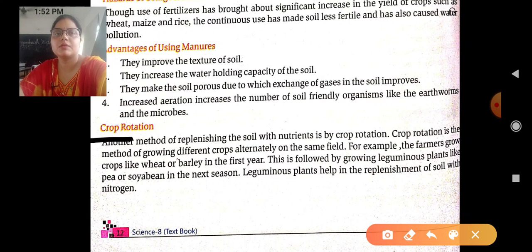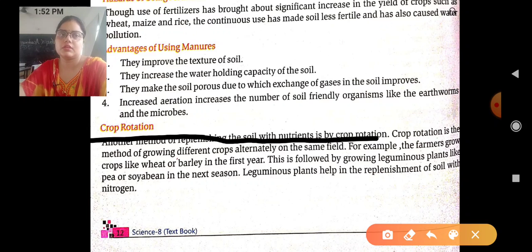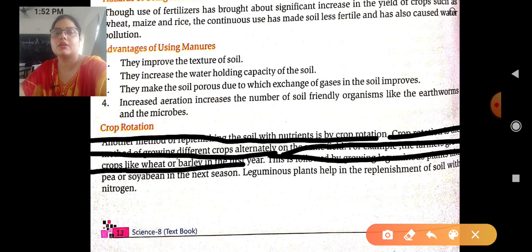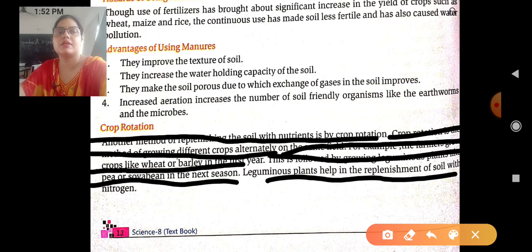Another method of replenishing the soil with nutrients is crop rotation. Crop rotation is the method of growing different crops alternately on the same field. For example, the farmer grows crops like wheat and barley in the first year, followed by growing leguminous plants like pea and soybean in the next season. Leguminous plants help in replenishment of the soil with nitrogen.